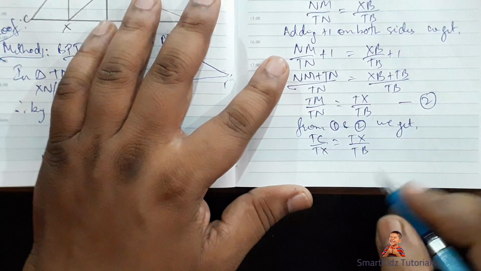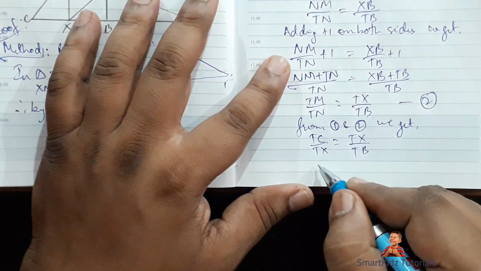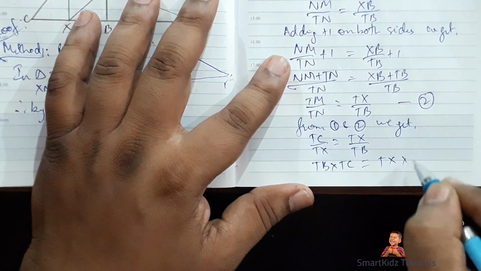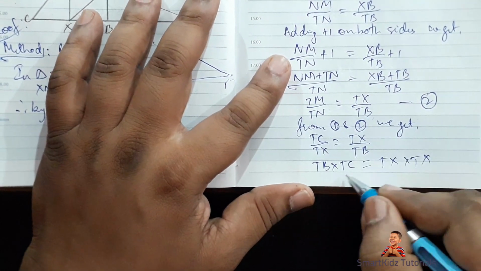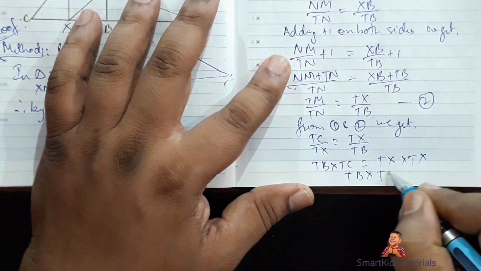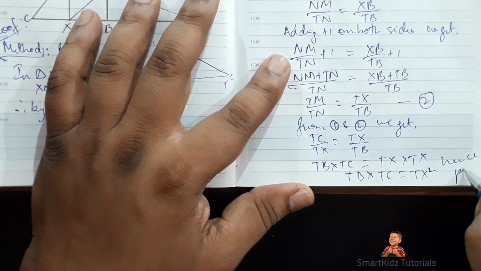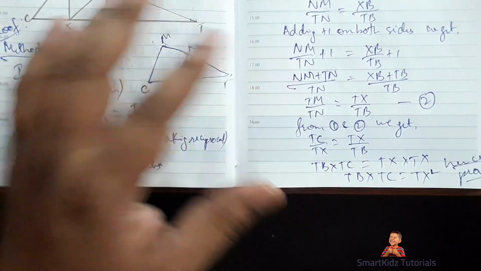Now we cross multiply. When we cross multiply, we get Tb into Tc is equal to Tx into Tx. Tx into Tx is Tx square. So Tb into Tc is equal to Tx square. Hence proved. That is exactly what we needed to prove.